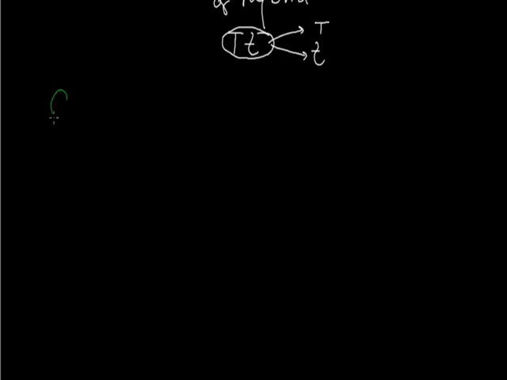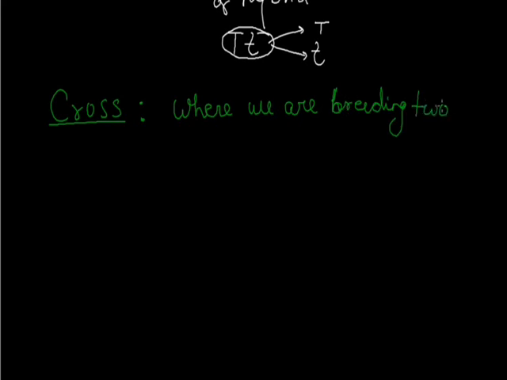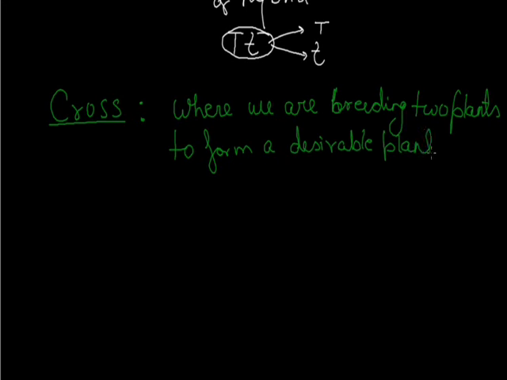Next, talking about cross. A cross is where, for desirable characters, we are forming a hybrid or breeding two plants to form a desirable plant. For example, there is the monohybrid cross.